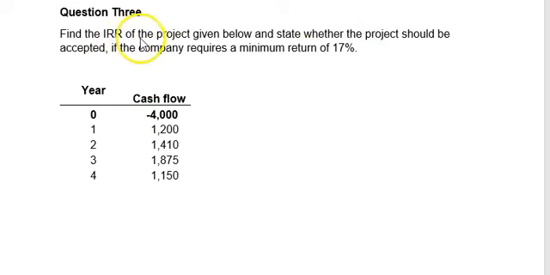Find IRR, internal rate of return, of the project given below and state whether the project should be accepted if the project requires a minimum return of 17%.